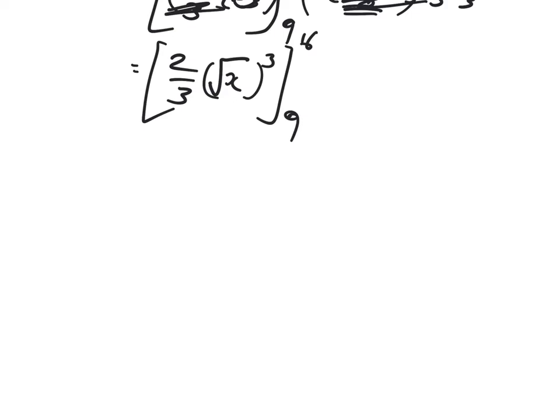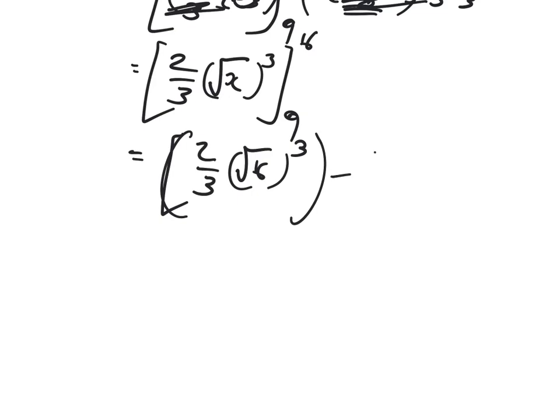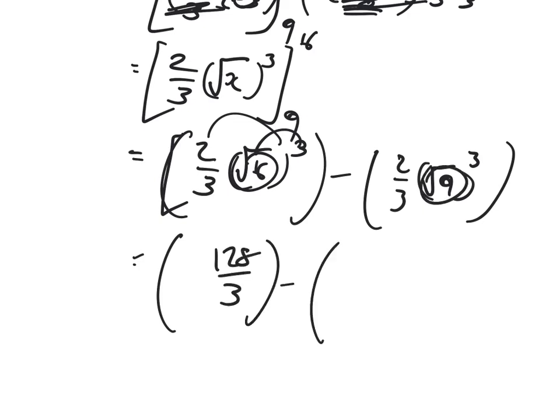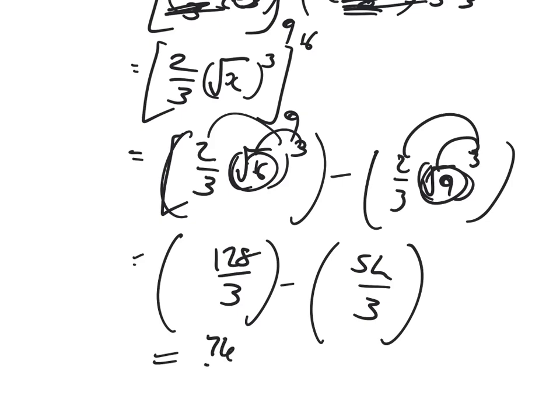So let's do that. Okay, so that will be 2/3 of the square root of 16 cubed minus, open up a bracket, 2/3 of the square root of 9 cubed. Okay, so the square root of 16 is 4, 4 brought to the power 3 is 64. 64 times 2 is 128, so that's 128/3. Minus square root of 9 is 3, 3 cubed is 27, times that by 2 is 54, and that's 54/3. So 128/3 take away 54/3, which will give me 74/3.